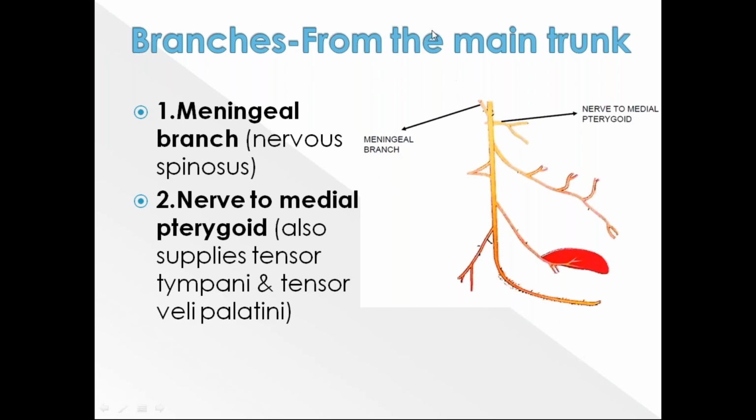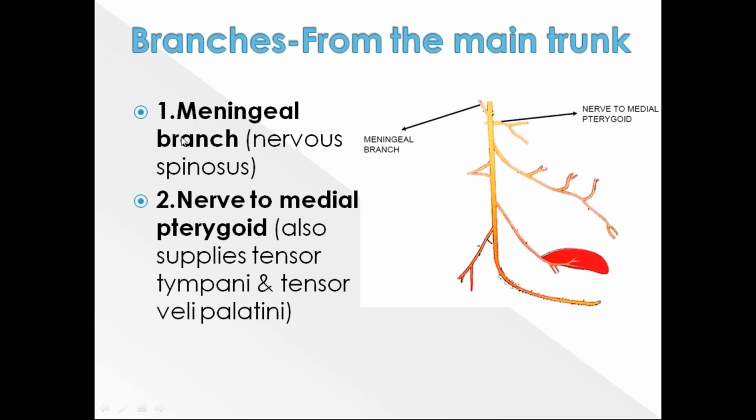Okay, so the main trunk gives two branches. One is the meningeal branch and the other one is the nerve to medial pterygoid. This meningeal branch is otherwise called nervus spinosus. It enters the foramen spinosum along with the middle meningeal artery, enters the middle cranial fossa, and supplies the dura mater of the middle cranial fossa. That's why it is called the meningeal branch.